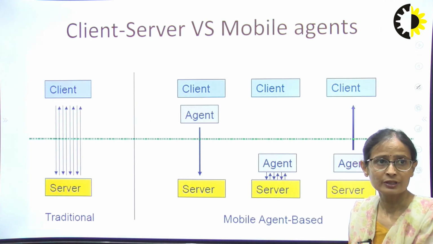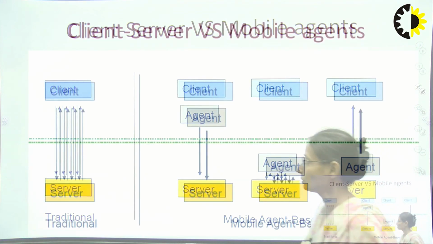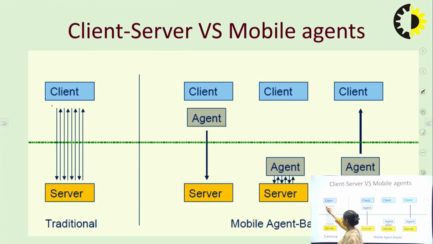Now, what's the difference between the client server and the mobile agent? In the traditional system, we have a client. It sends some request to the server. The server performs the calculations or provides the services back to the client, or we could say it responds back to the client with the services which the client wants from the server.